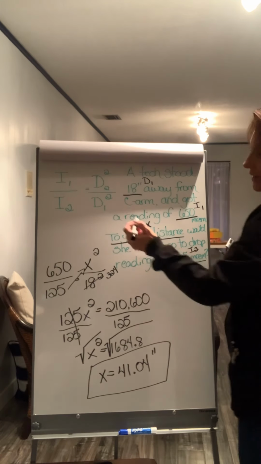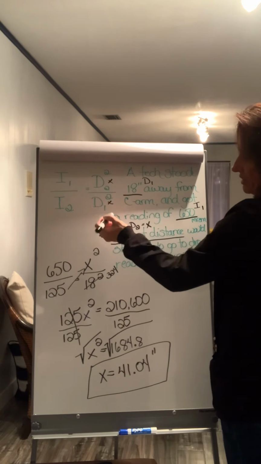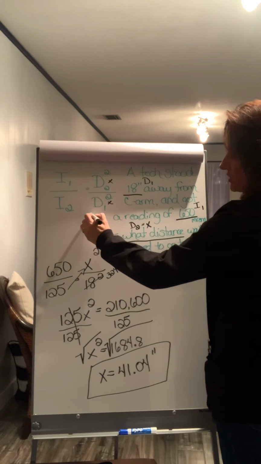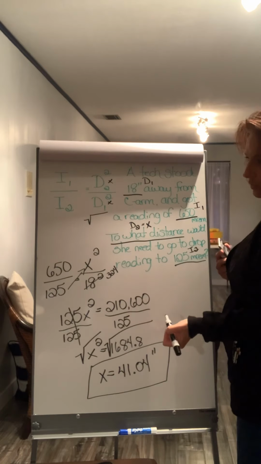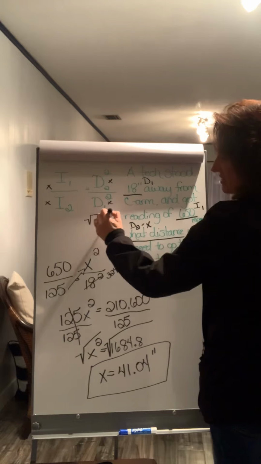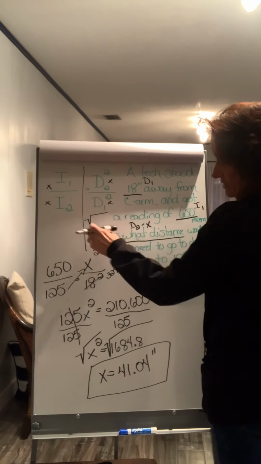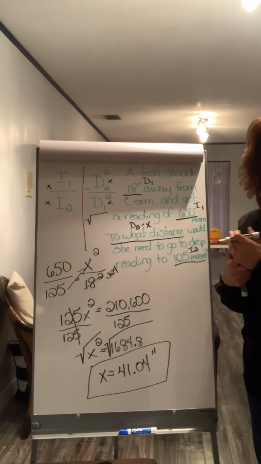So anytime the x is in the distance side of the formula, the last step is always going to be to take the square root. If x falls on the intensity side, this is not going to be a thing. Only on the distance side, never on the intensity side.